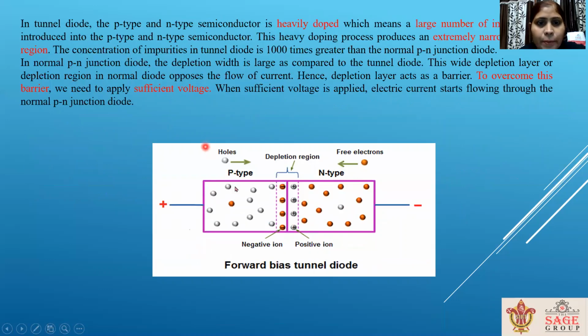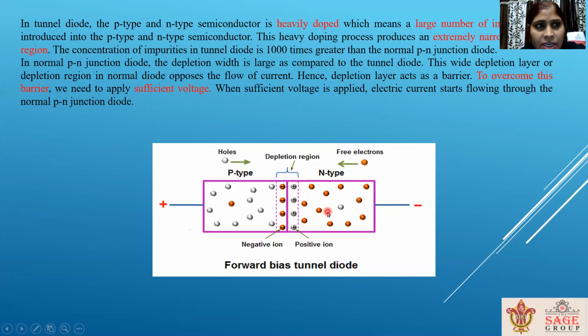So in the tunnel diode, the p-type layer and n-type layer semiconductors are heavily doped, which means a large number of impurities are added to the p-type layer and to the n-type layer. This heavy doping process produces a very narrow depletion layer at the junction. The concentration of impurities in the tunnel diode is 1000 times more than in the normal p-n junction diode. So in the normal p-n junction diode, the depletion width is large as compared to the tunnel diode.